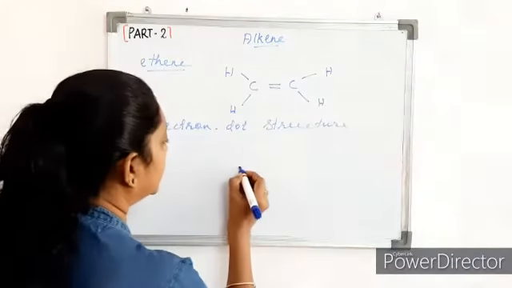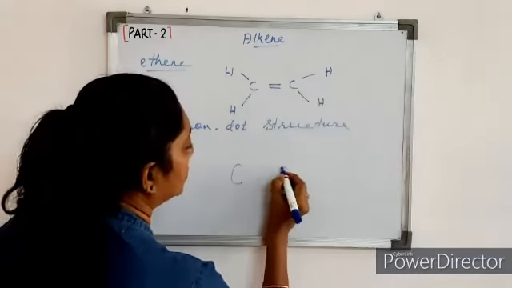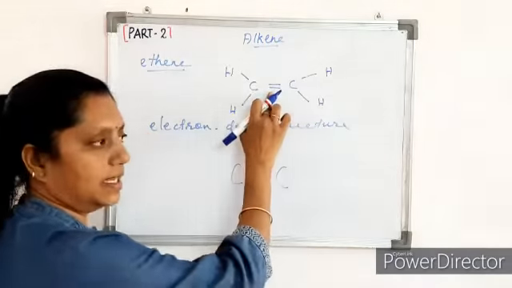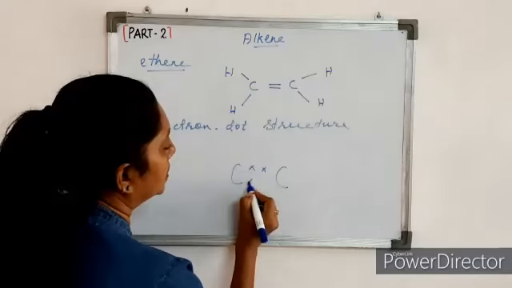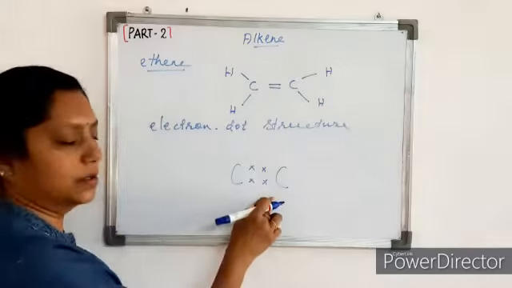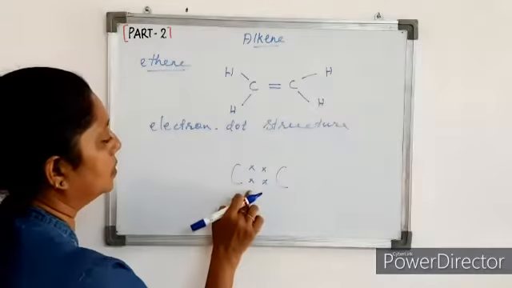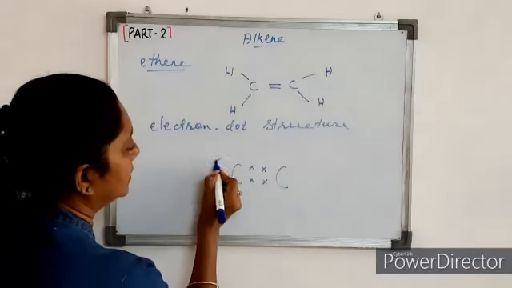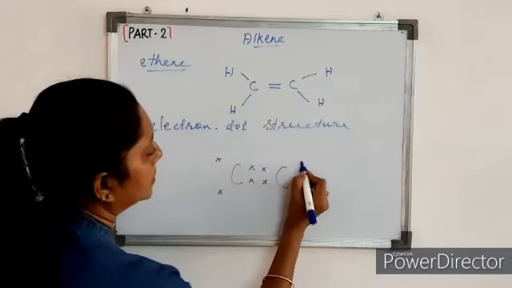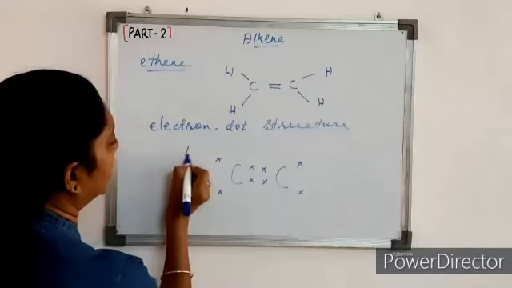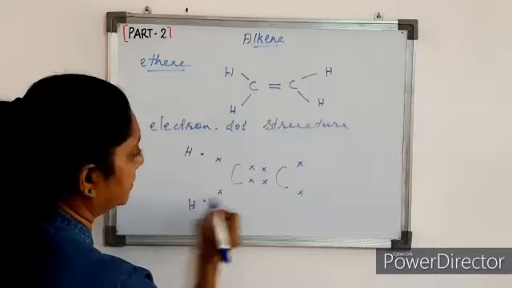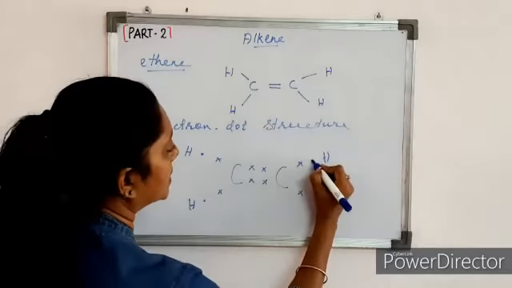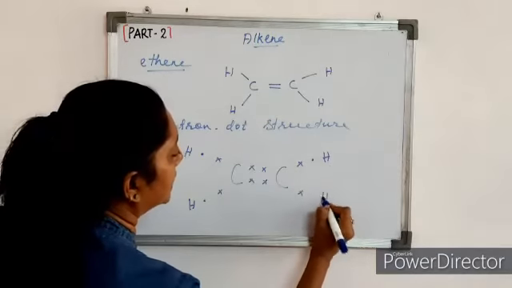Now the electron dot structure for ethene. 2 carbon atoms. Since there is a double bond, we have to represent 1, 2, 3 and 4 shared electrons here. So 2 electrons are here, 3, 4. Same with the other carbon atom. Now represent the electron of the hydrogen atom like this.